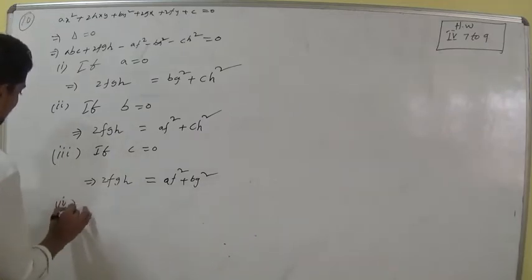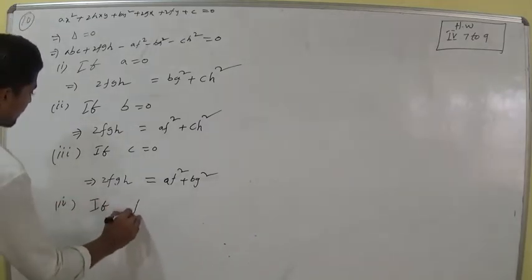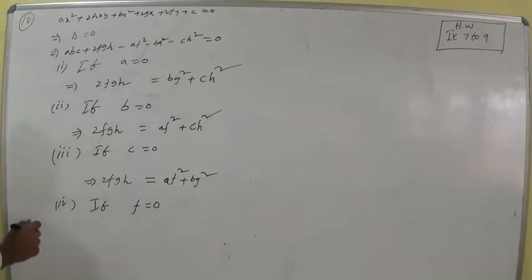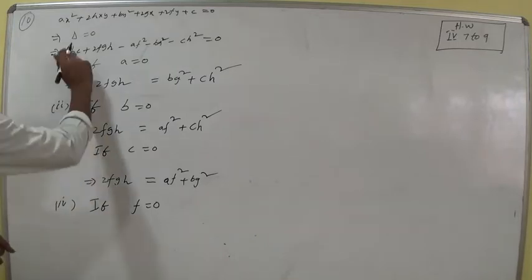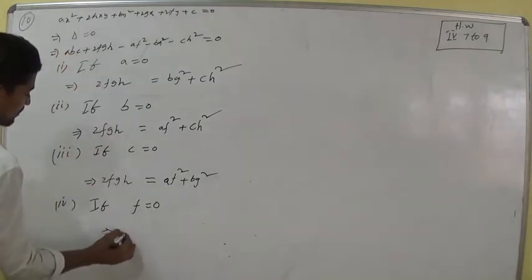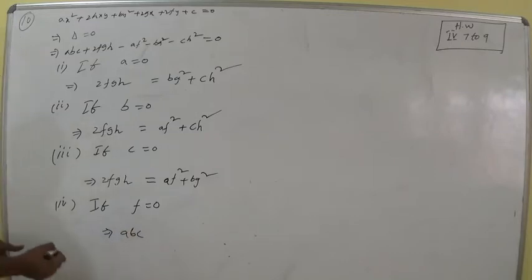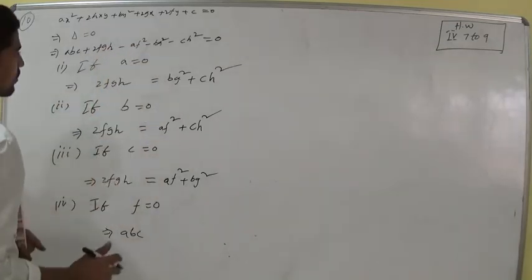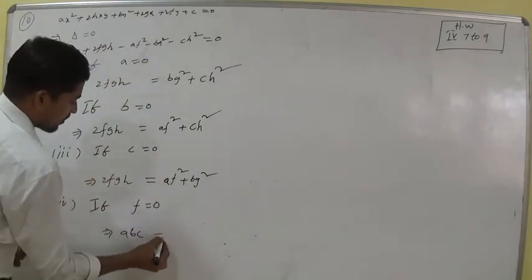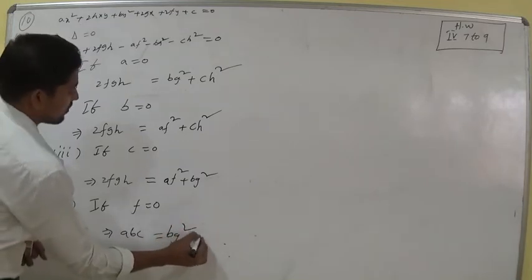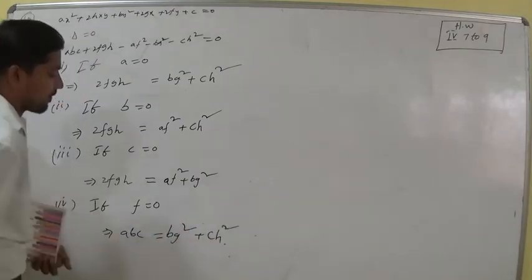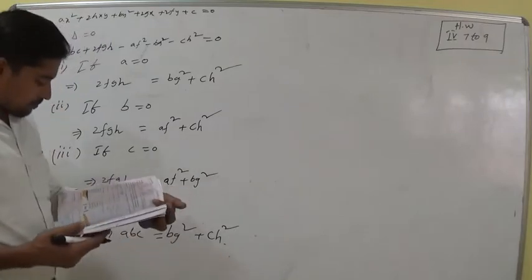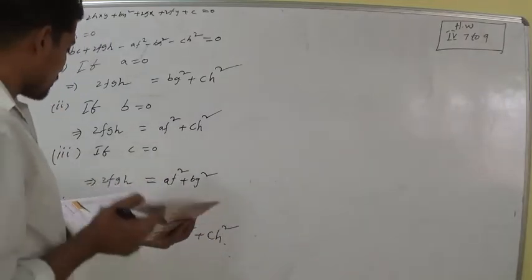Next, f equal to 0. Fourth one, if f is equal to 0, then abc is equal to, since f is equal to 0, this term has vanished, this one has also vanished, abc is equal to bg square plus ch square. Clear? That is about the 10th problem.